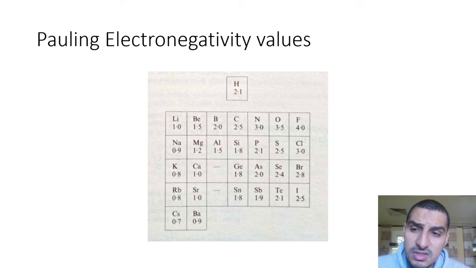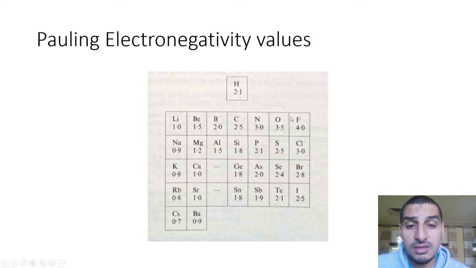One scientist whose name is Pauling made these electronegativity values. He put some generic numbers, or a scale, and somehow he was able to calculate the values and put them on a scale from 0 to 4. Fluorine had the maximum value of electronegativity, and cesium has the least value of electronegativity.